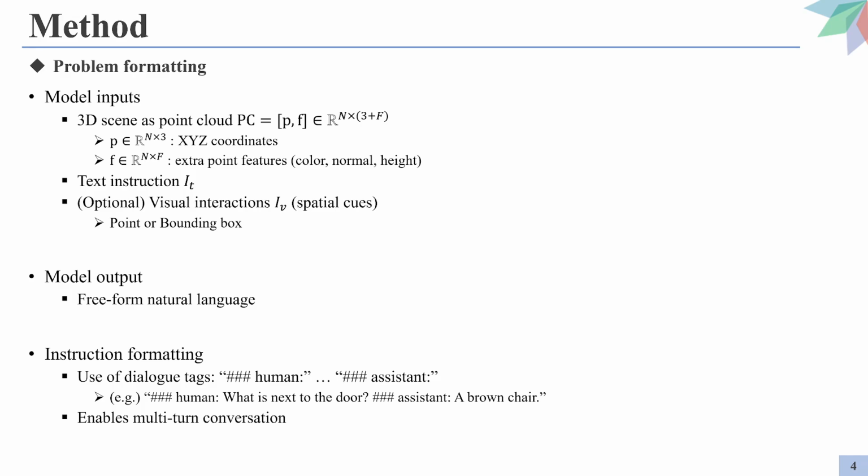Second is a text instruction, which goes like, what is the color of this object? And third is visual interactions, which can either be a single point in the scene or a bounding box that surrounds a certain area. Using these inputs, the model generates a free-form natural language response. The instructions are written in a dialogue format where the human asks a question and the assistant replies. This design allows for smooth, multi-turn conversations between the user and the agent.